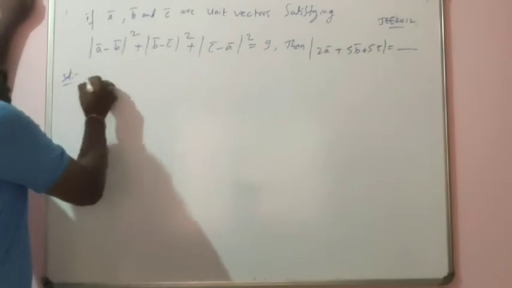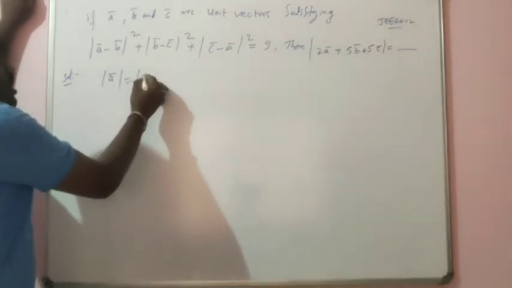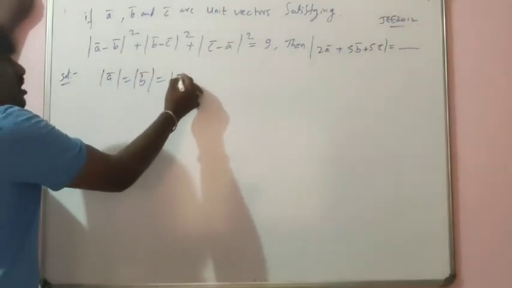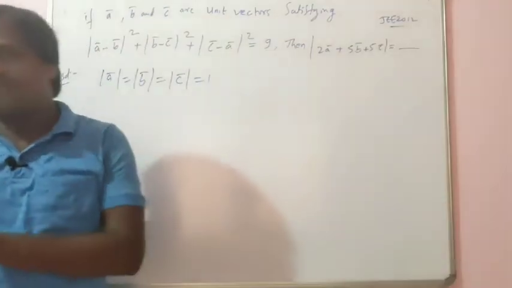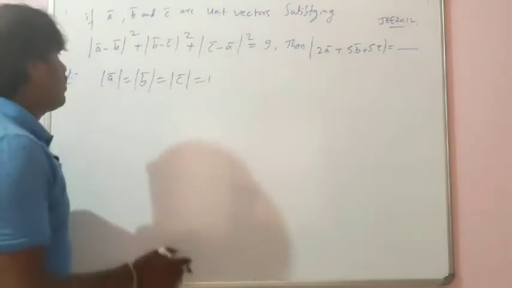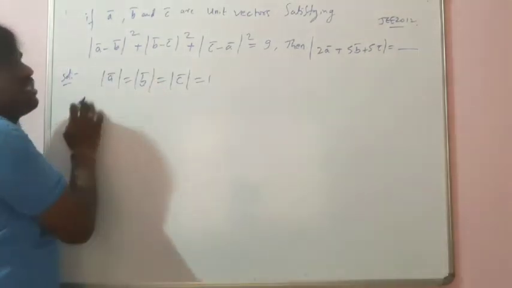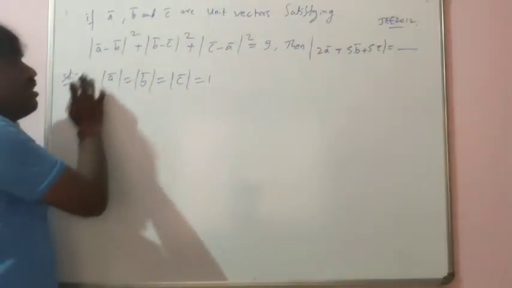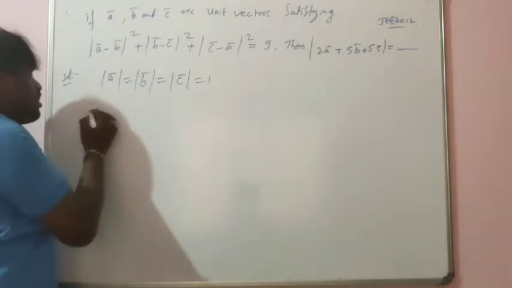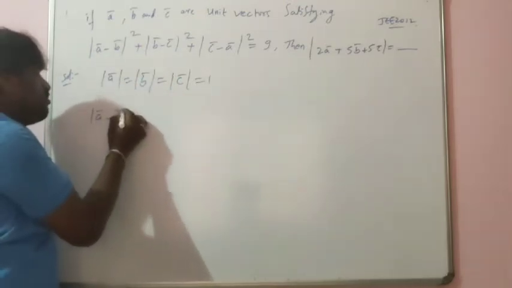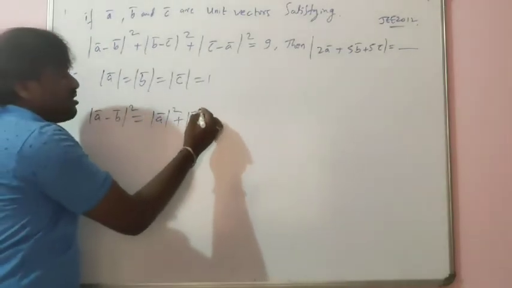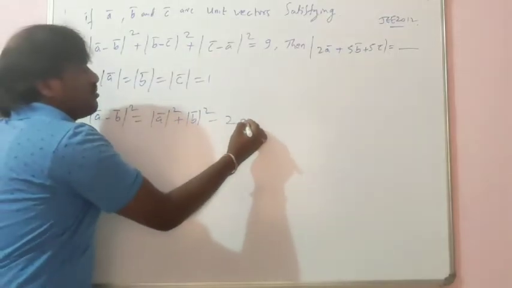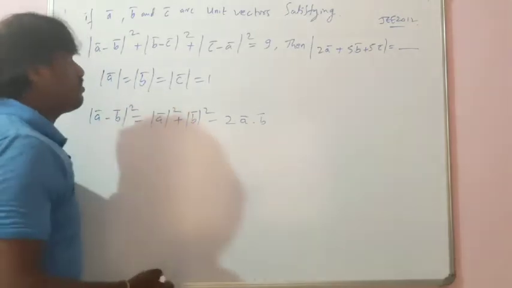They have given that A vector, B vector and C vector are unit vectors. So mod A, mod B, mod C is equal to 1, we can write. So what we will do here, this condition I will take. This formula I gave you already. Mod A minus B whole square, how can you write it? That is mod A square plus mod B square minus 2 times A dot B. This is what you have.